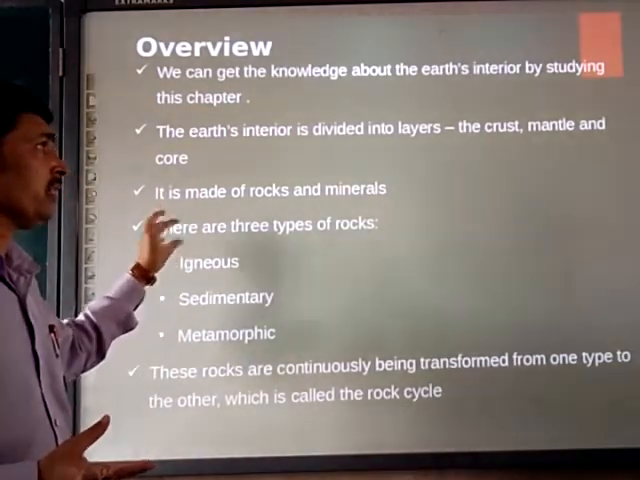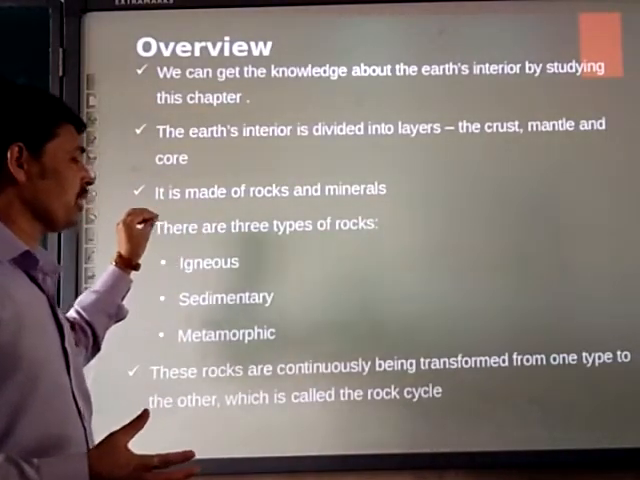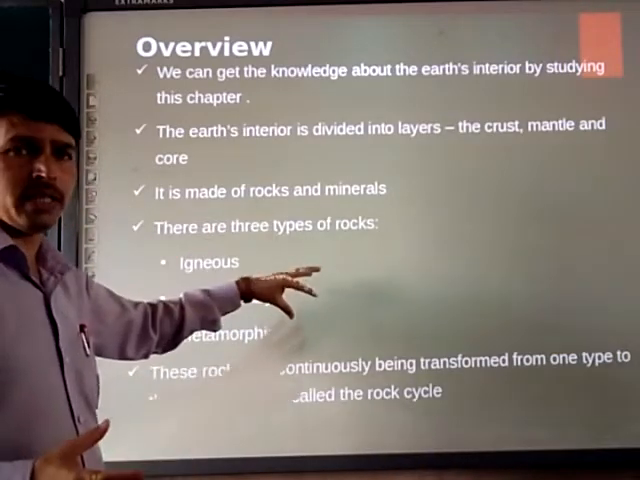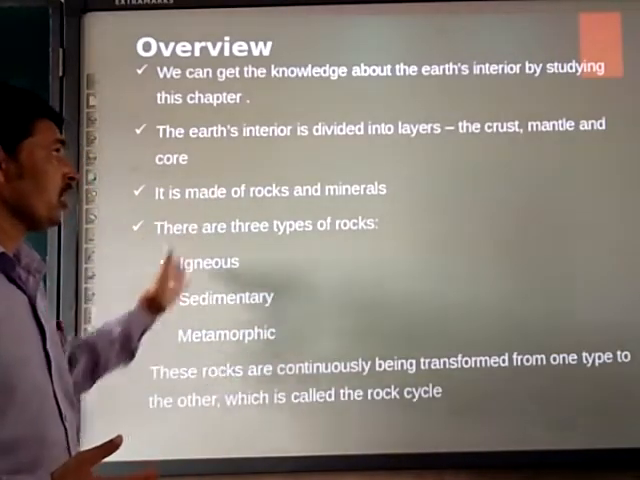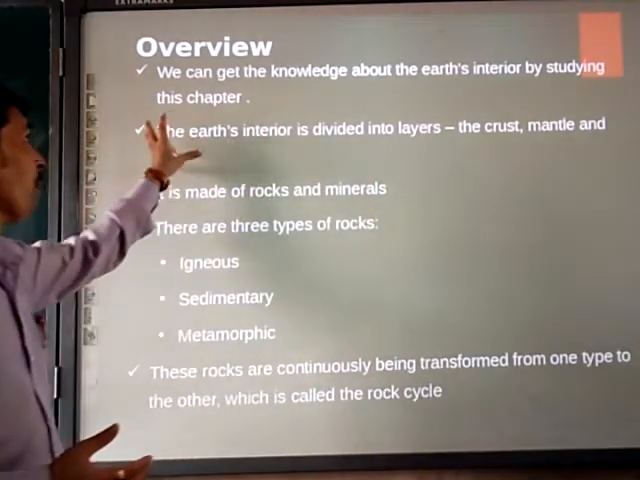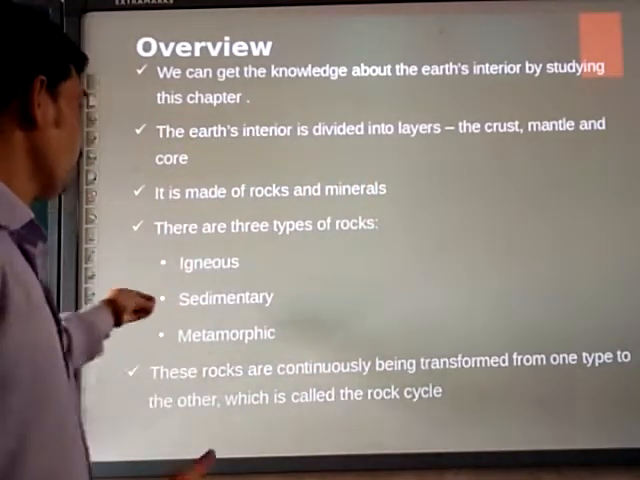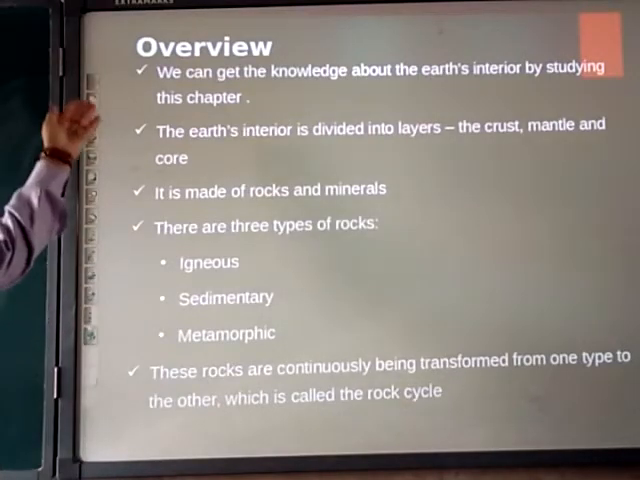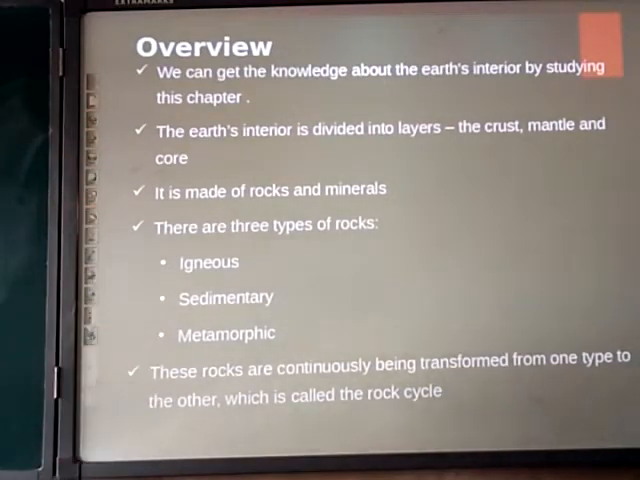So remember, children, the important points here: how one rock is changing to another, what the types of rocks are, and how the layers of earth are. You have to see this. So please copy down this overview. I am giving you a few minutes. Please copy this down. This is very important to know how the chapter is summing up. So we are seeing here how the chapter is summing up.